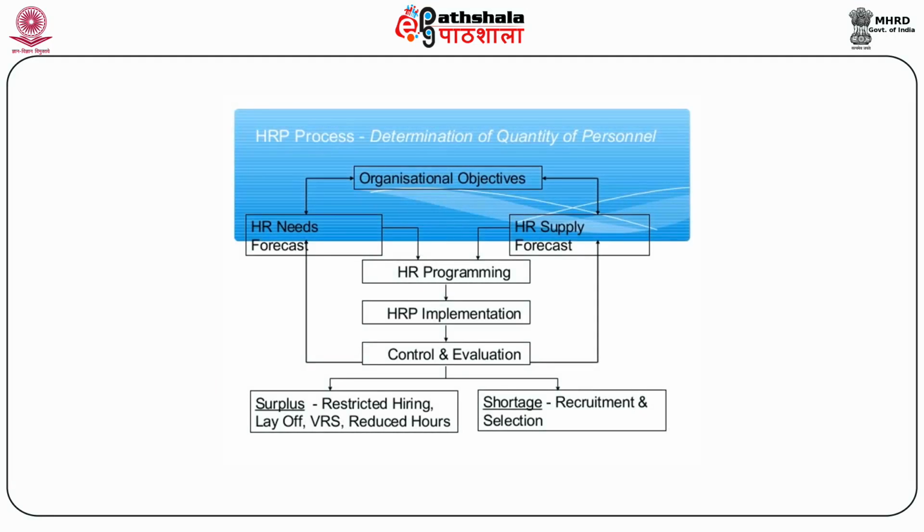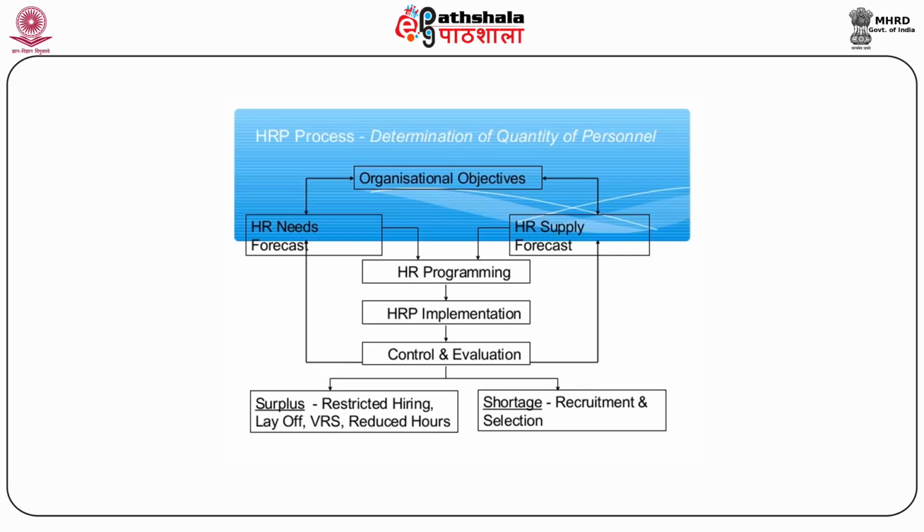Now the human resource planning process, determination of quantity of personnel. First of all, there are the organization objectives that have to be taken care of. After that comes the HR needs forecast and HR supply forecast. After this comes the HR programming and then human resource planning implementation. After that, the step is of control and evaluation.